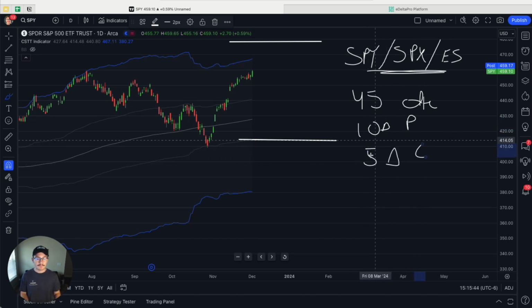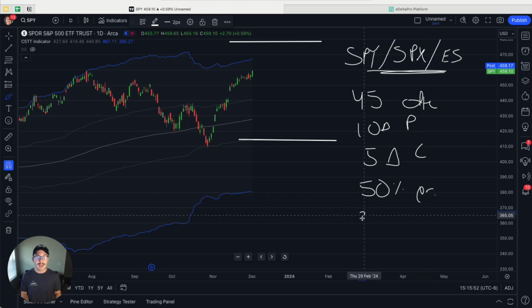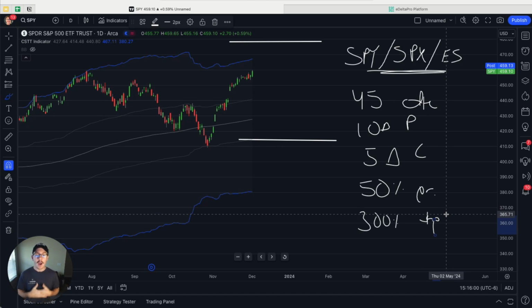5 delta call. We need to manage our trade at a 50% profit, or we're going to take a 300% stop loss. Now, if you follow these just the way that I'm laying it out, you will have a 93% win rate, but you'll be stuck in a lot of crashes, which I'll show you here in a second.